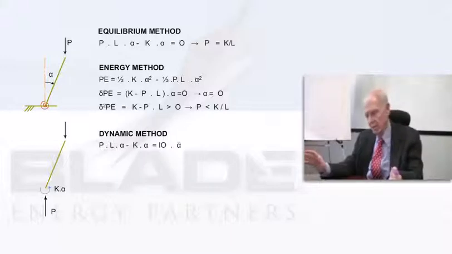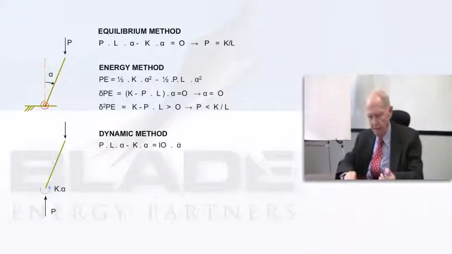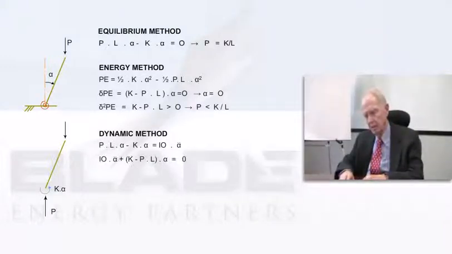What we've got here is I've put a moment of inertia, I-O, about the lower end of the bar. So when I write the equation, I get the same thing I had in the equilibrium model, but I've got a dynamic term on there. I've got I times the second derivative with respect to time of alpha. So that leads me to a classical differential equation. It's I-O alpha double dot plus K minus PL times alpha equals 0. You know how to solve that problem.